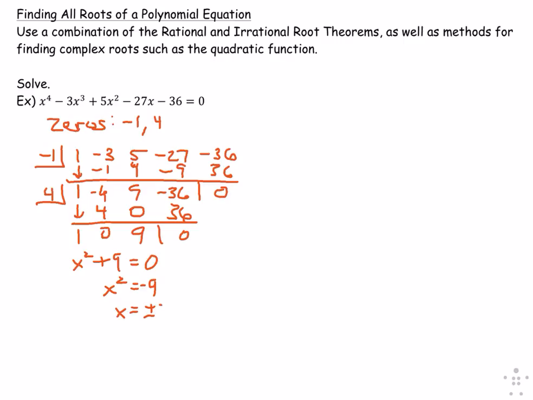Taking the positive and negative square root of both sides and of a negative gives us positive or negative 3i that we then need to join with the roots that we found from the calculator. And we have 4 roots, 2 complex, 2 real, and that matches the degree of 4. And that's how you find all roots using the calculator, synthetic division, and then some algebraic techniques.